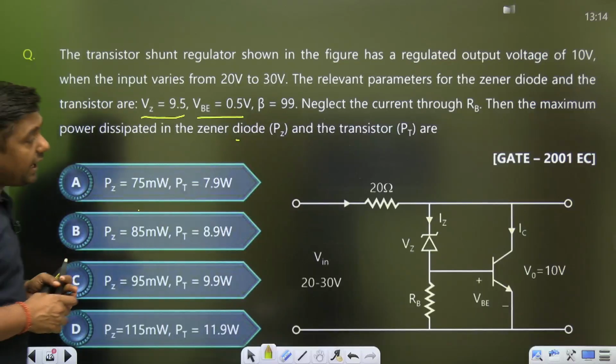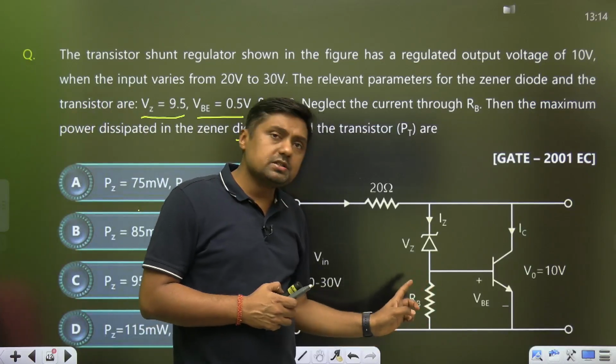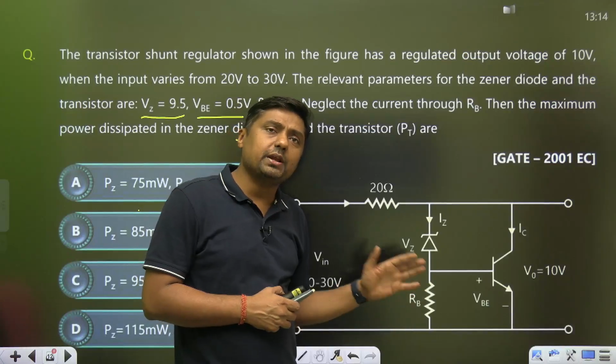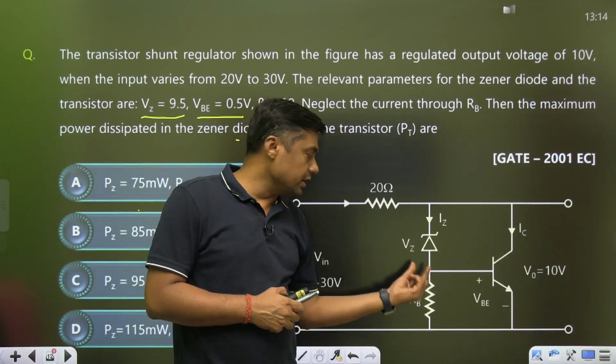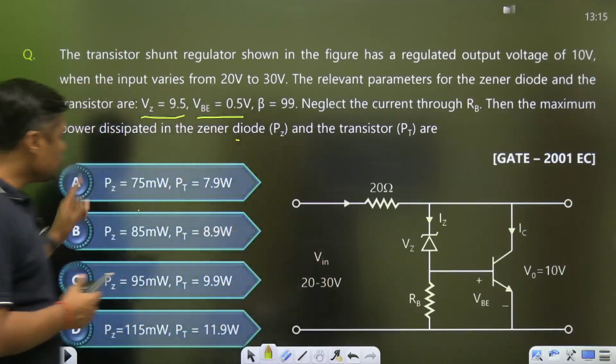Now, one Rb is connected here, but in this particular question you have to simply remove the RB, because the current through the RB is negligible. Now you have to solve this question.